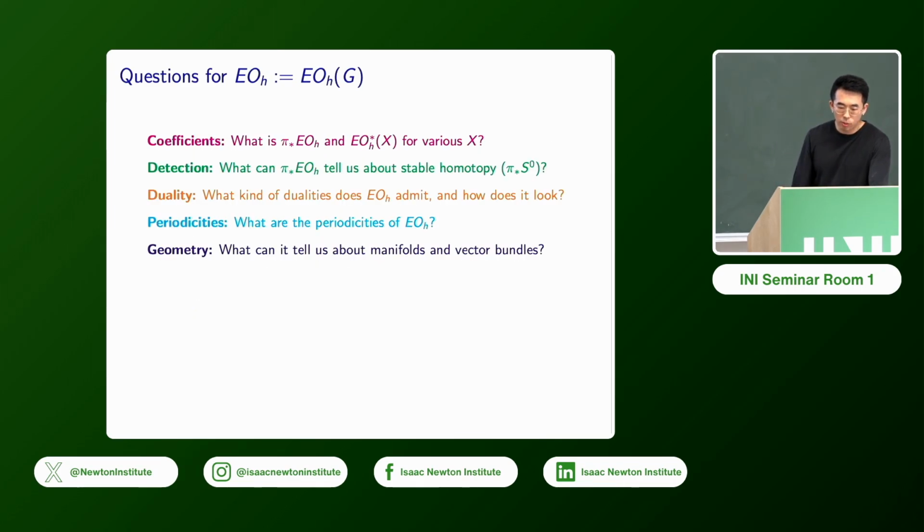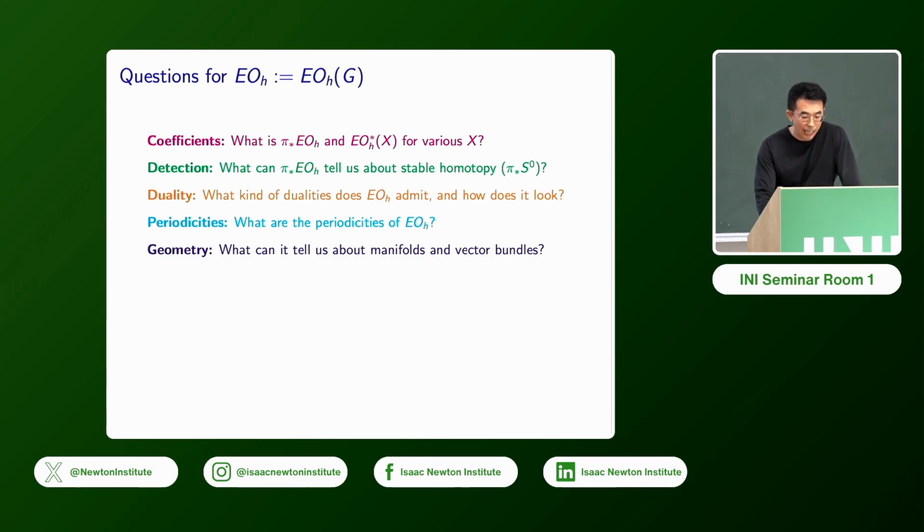So here are some general questions we can ask for these higher real K-theories. We could ask about their coefficients. Given these are cohomology theories, I can ask, well, what is the pi star of these cohomology theories? What are their coefficients? And if I have a space X, what is the EO cohomology of X for various X? Real projective space, complex projective space, quaternions.